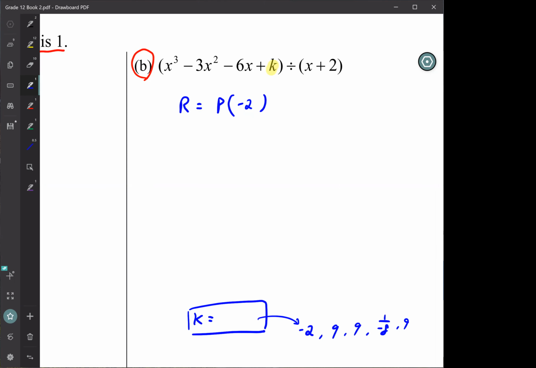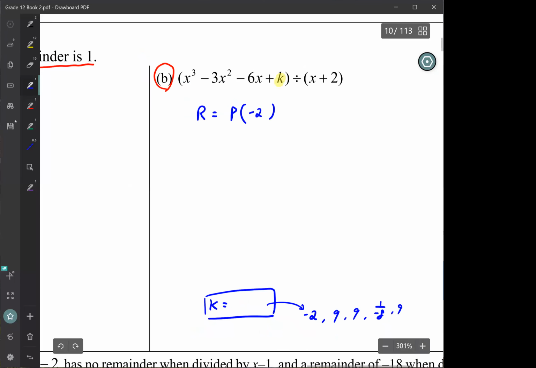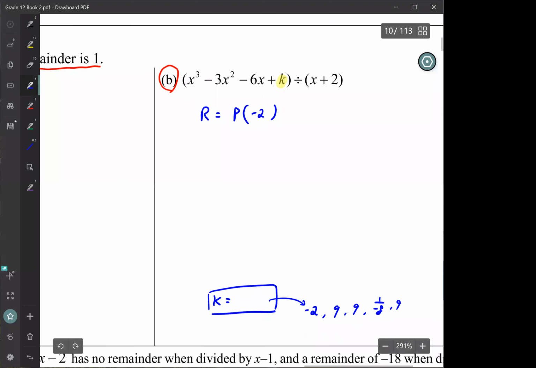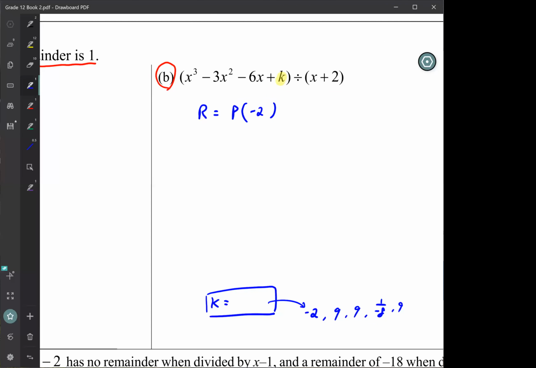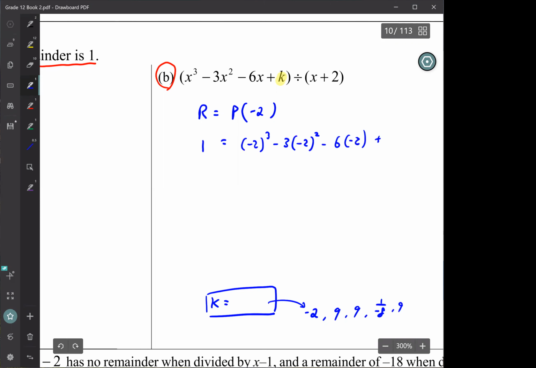Okay. Let's see how your work is different from mine. Okay. So because they tell you the remainder is 1, your remainder you can just replace it with 1, right? Because they tell you that it has to equal 1. And then the right side is saying that I want to sub in -2, right? It'll be -2 cubed minus 3 times -2 squared minus 6 times -2 plus k.